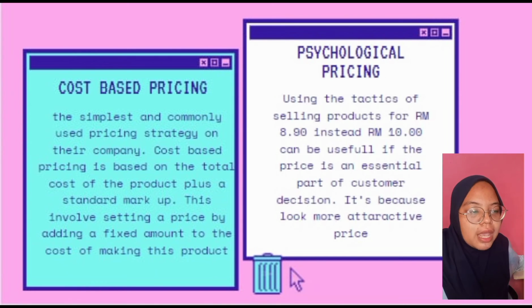Our company also decided to use add-value pricing, or psychology pricing. Using this tactic of selling a product, for example, at 80 ringgit 90 cents instead of 10 ringgit, can be useful if the price is an essential part of customer decision. It is because as customers, we always look at the first digit.